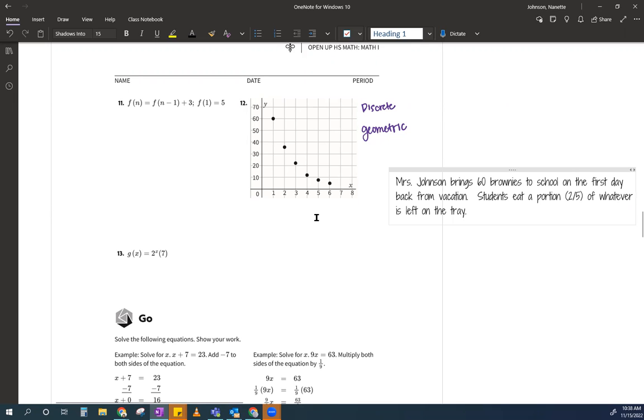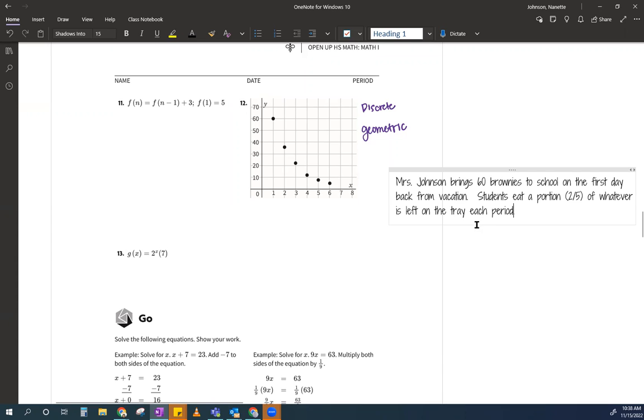Wait, eat a portion of whatever is left on the tray each period. How about that? Because then they're still fresh brownies. So we start off with 60 and then they eat 2/5, but then they leave 3/5 of it, which leaves us 30 something. And then they eat 2/5 again. So then it's 20 something and so on and so forth.